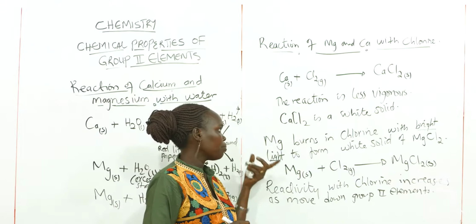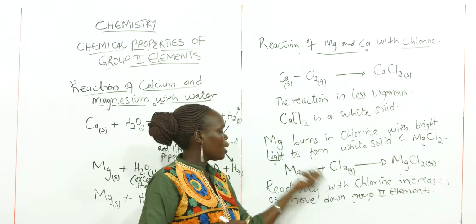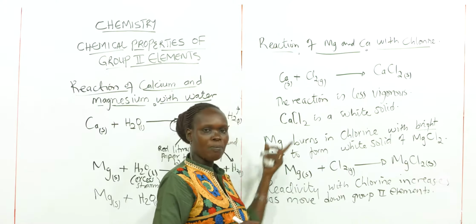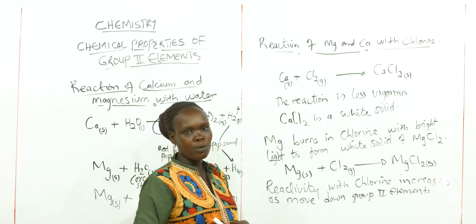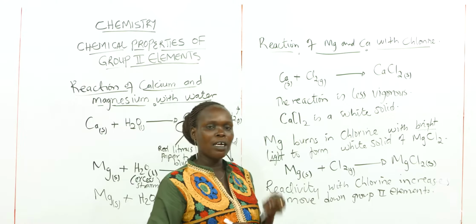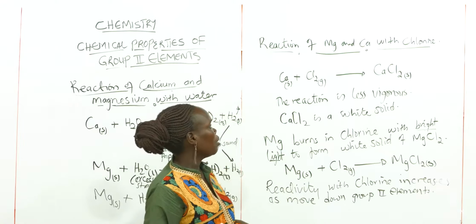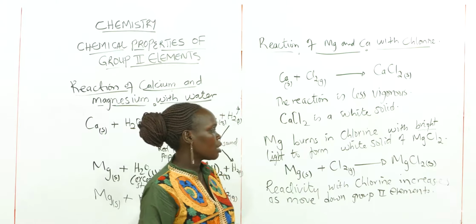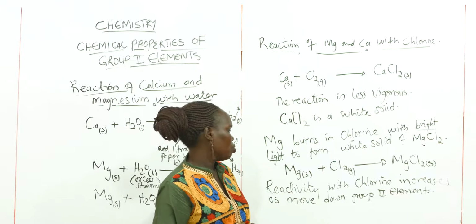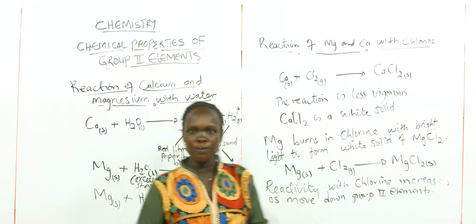So we shall see that here the reaction of calcium with chlorine is less vigorous, while the reaction of magnesium with chlorine is a bit faster compared to the one of calcium, which is not true, because calcium should actually have a higher reactivity compared to magnesium. So in this case, we are going to say that the reactivity increases as you move down the group.